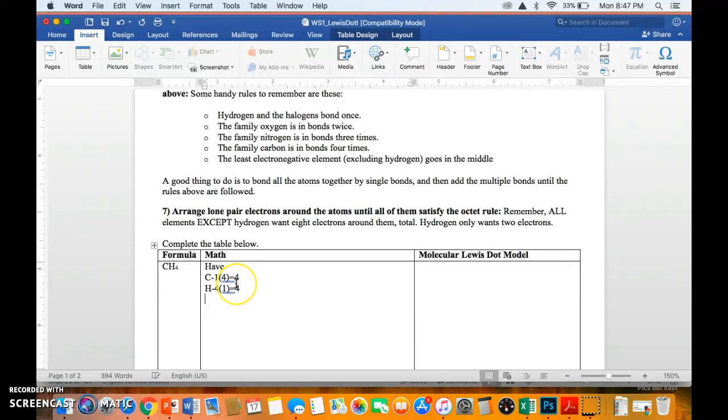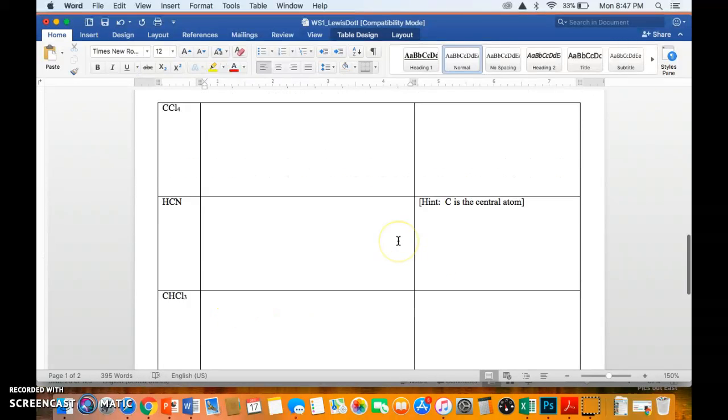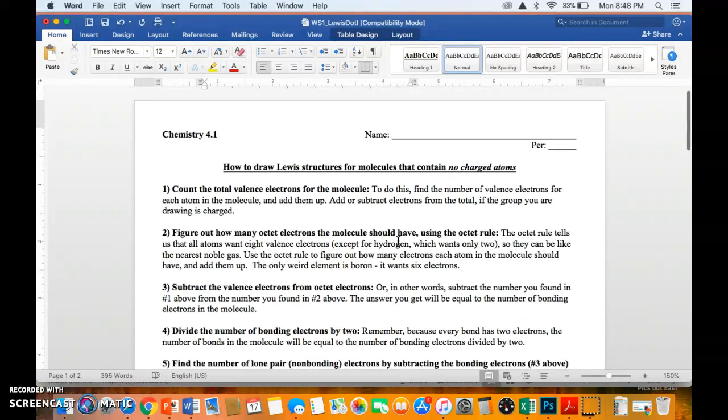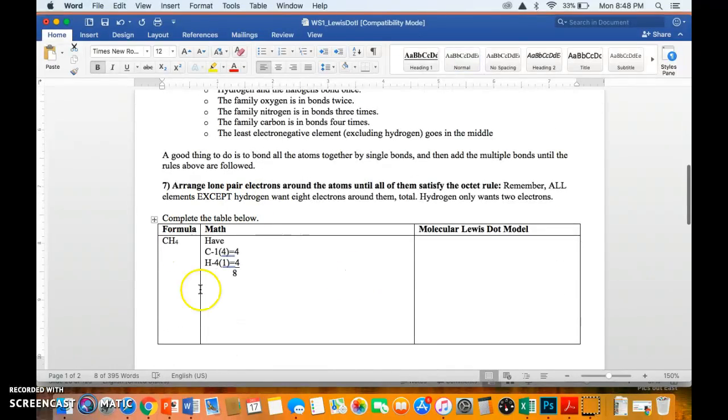Now next, I'm going to add these up. So I'm going to add 4 plus 4. 4 plus 4, obviously we all know, is 8. So I have 8 valence electrons. And what I've done is step 1 right here: count the total valence electrons for the molecule. That's what I just did right here. So this allowed me to count the total valence electrons for the element.